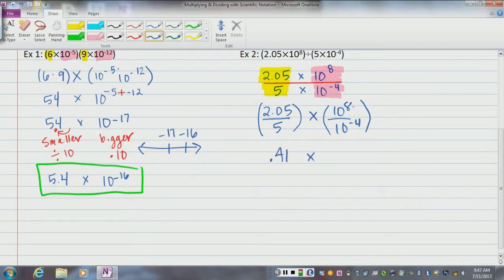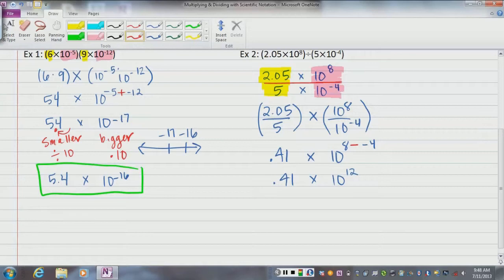Times, remember our property here, when we're dividing powers that have the same base, we subtract our exponents. So this is going to be 10 to the 8th power minus a negative 4. This is going to be 0.41 times, when I'm subtracting a negative, I'm really adding. This is going to be 10 to the 12th. So then we ask ourselves, is this in scientific notation? And the answer right now is no.